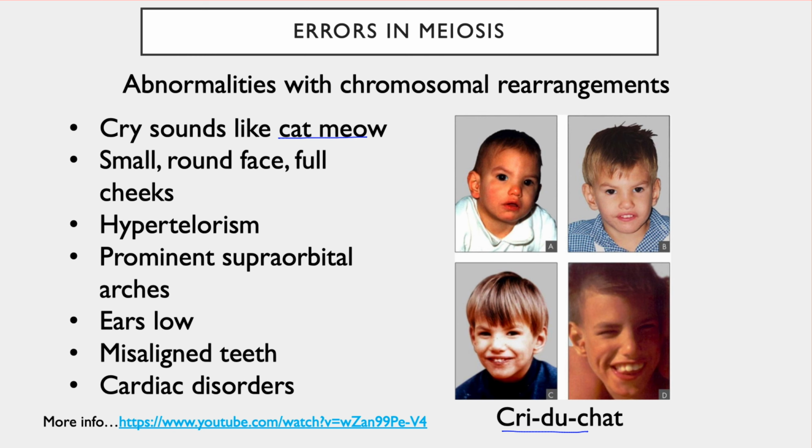They have hypertelorism, which is their eyes are set a little bit further apart than the norm average. They have a very prominent supraorbital arch, which is right above their eye. Their ears tend to be set a little low. Their teeth might be misaligned. They might have cardiac disorders. They have developmental delays. They're not able to walk as quickly as normal babies. There's lots and lots of different components of this particular chromosomal rearrangement called cri du chat.